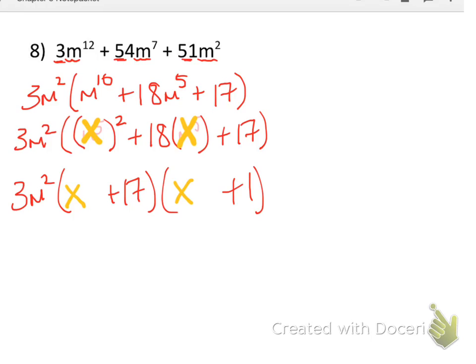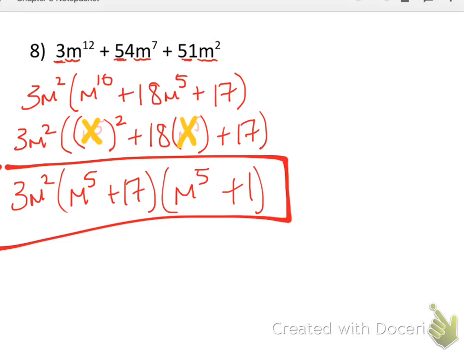But in fact, it's not an x. It's actually an m to the 5th. And so there we've factored. Again, you would need to look at these remaining factors and see if you can factor them, but they're not trinomials, they're not difference of perfect squares, and it's not a sum or difference of perfect cubes. So we're in fact done.